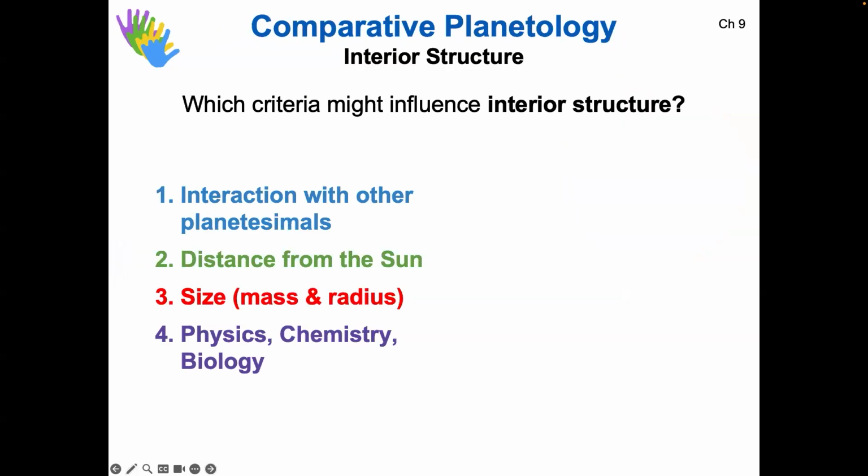So which criteria might influence interior structure? Two of these options are correct. The first is you could have some sort of interaction with other planetesimals. And you could also have something to do with the size. We were discussing how you can get these different layers and strata because Earth's size allowed it to differentiate. Differentiation also depends on the size of the thing. You can't have too many layers if your planet is not big enough to have them. Distance from the sun actually doesn't matter too much for the interior structure. The sun does affect things like our atmosphere, but it doesn't affect the structure of the planet as much.